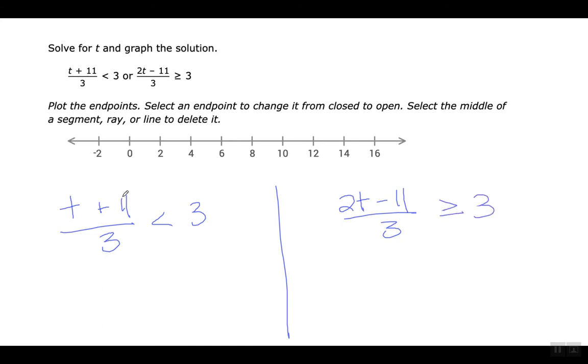Alright, so again, the number that's with the variable, I'm going to move last. The first thing I'm going to get rid of is this number on the bottom. So instead of dividing by 3, I'm going to multiply both sides by 3.